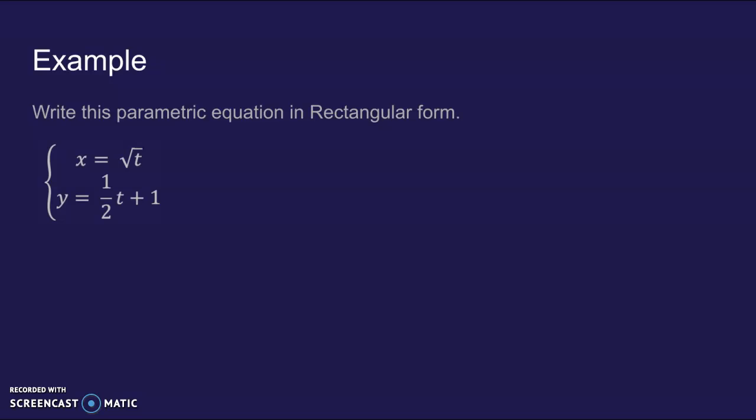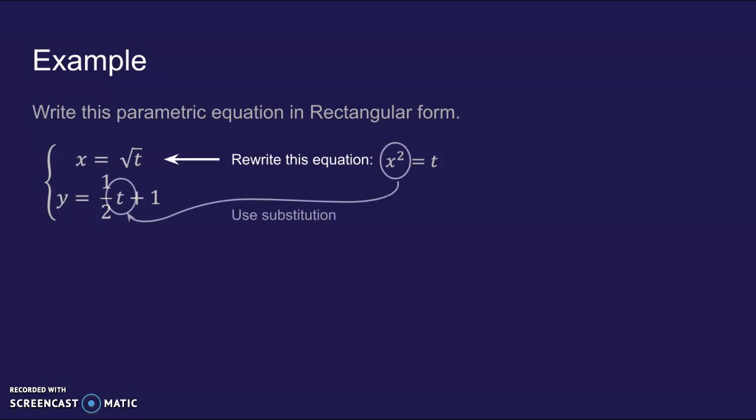So here's an example. Suppose you've got this parametric equation and you would like to rewrite it in rectangular form. So first you need to combine them somehow and eliminate the t. If we rewrite the top equation by squaring both sides, we can substitute x squared into the bottom equation. And if we do that, we have y equals 1/2 x squared plus 1. Looks like we have a parabola.